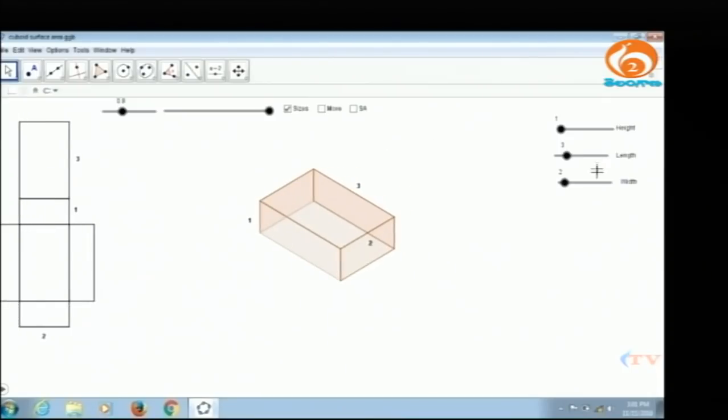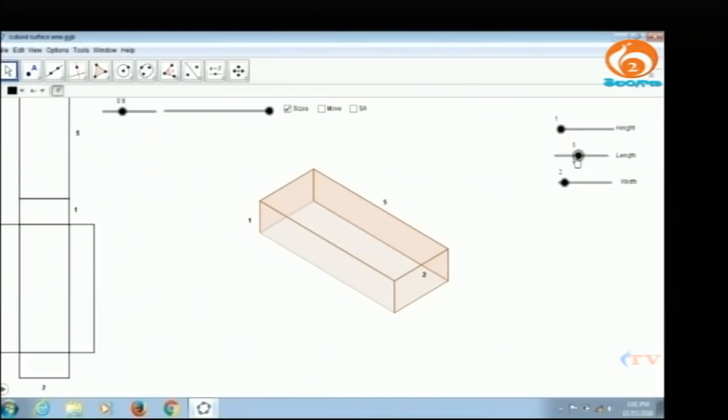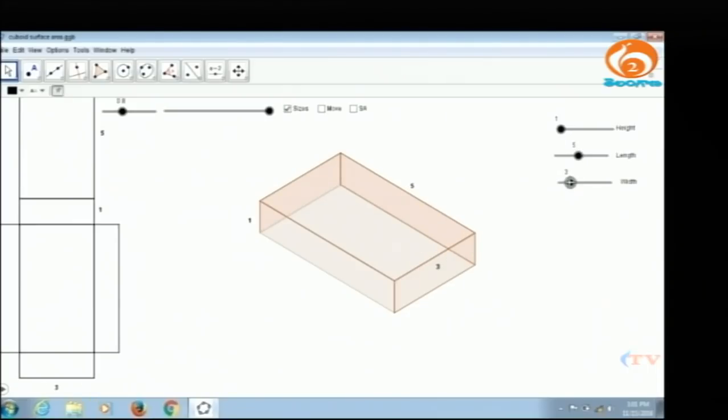Now, when we change the length, the length has been increased to 5, then 6, then 7. Like this, when we change the length, the shape becomes like this. When we change the breadth, what happens? The breadth also changes. Is it still called a cuboid? Yes, it is also a cuboid.